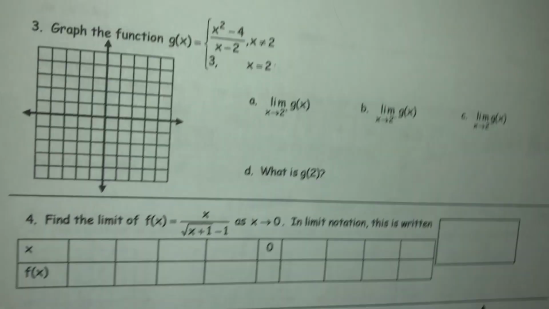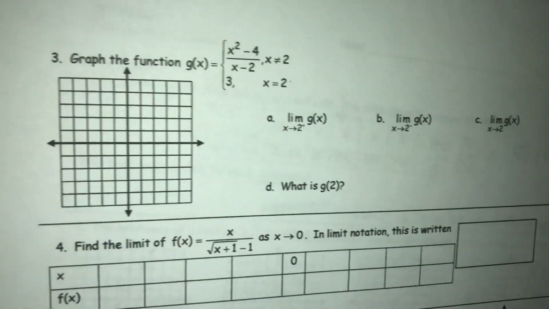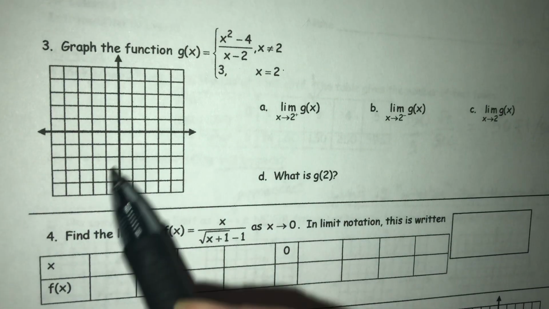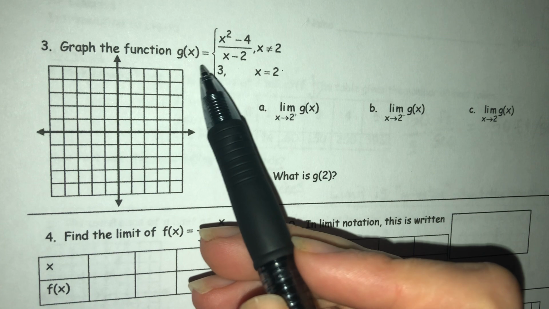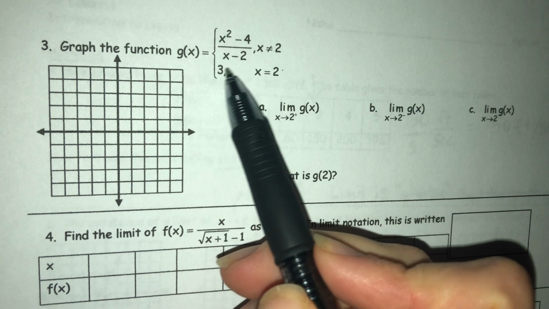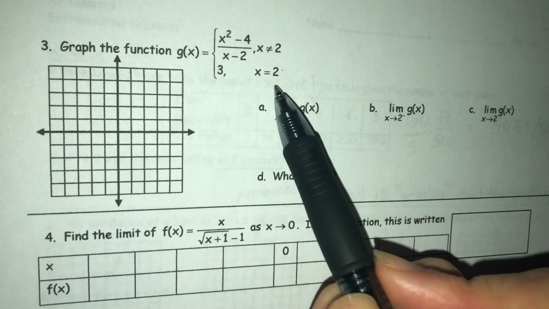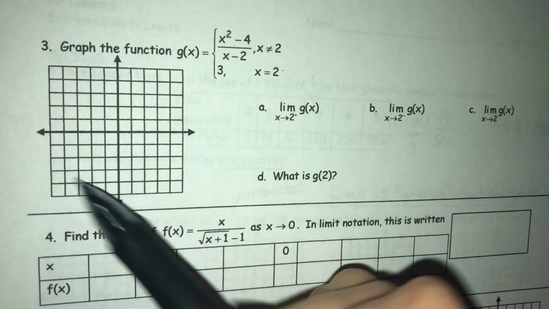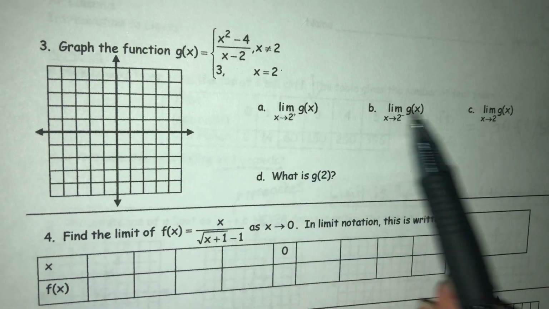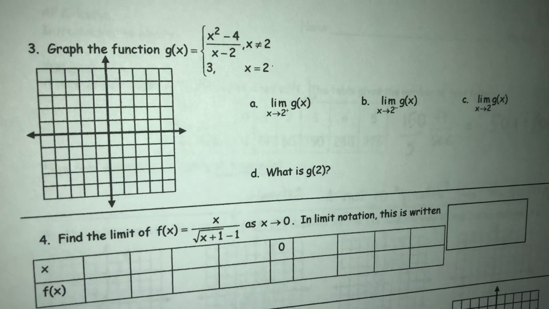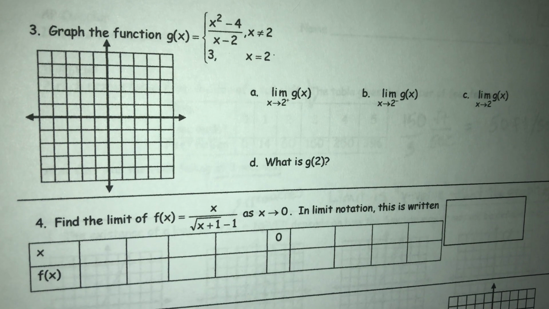Now that I have thoroughly worked your brain from doing a whole lot of math language, let's flip the paper over and work on the next problem. Okay, so number 3. Graph the function g of x equals x squared minus 4 divided by x minus 2, where x does not equal 2, and g of x equals 3 when x does equal 2 on this graph below. And then we have some questions similar to the ones that we were asked on the front. So basically this problem is just like problems 1 and 2 that we did on the front side, except now you have to make your own graph.